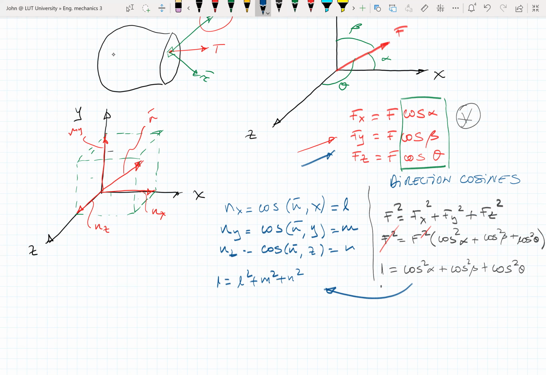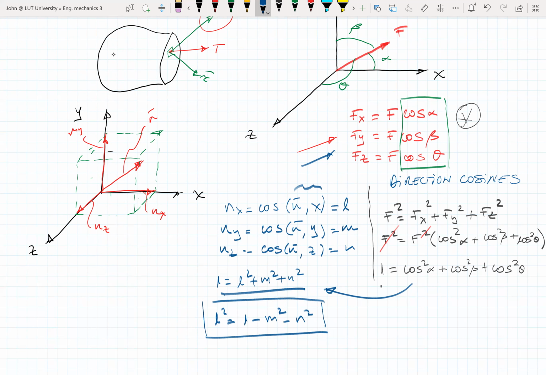Now you see that if I have two of the angles, I could find the third angle, because with this equation only two angles are needed to find the other one. How is that? Well, if you want to find, for example, the angle between the unit vector n and the x-axis, I need to solve this equation for L. So L squared equals 1 minus M squared minus N squared. And there you go. You have the solution for that. So there are only two angles that are independent in this case.